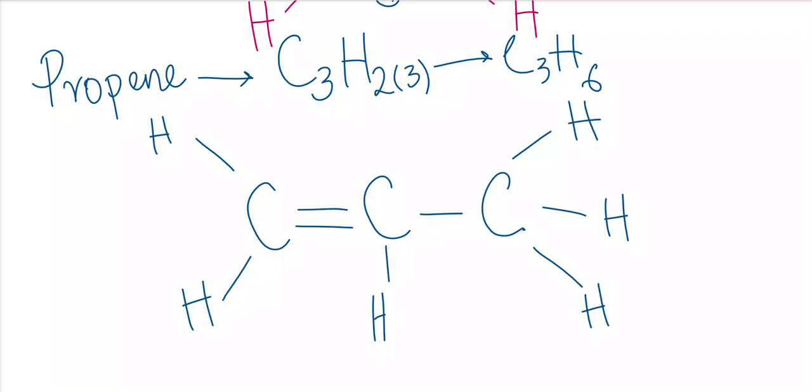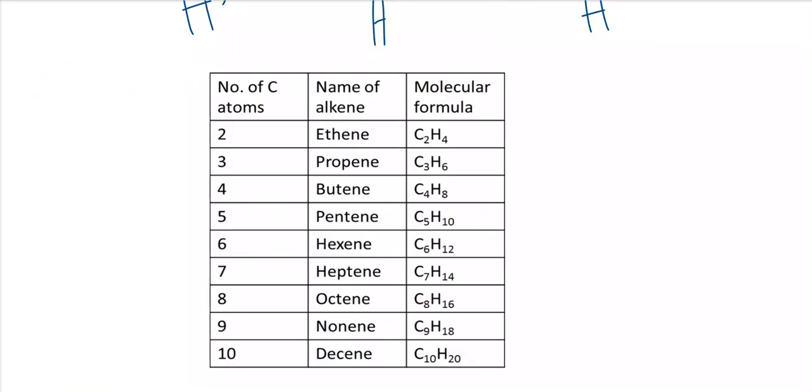Now I will show you here the names of the first members of the alkenes. This is the table for the names and the molecular formulas of the first 10 members of the alkene family. This table shows the name and the molecular formula. Note that the same prefixes that we use for the alkanes are also used to indicate the number of carbon atoms in the molecules.